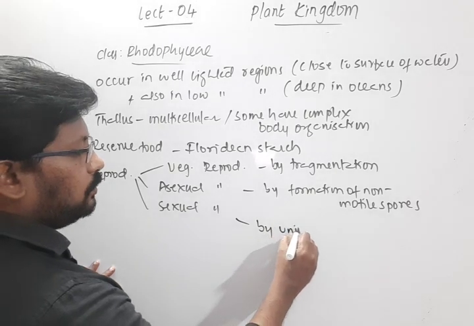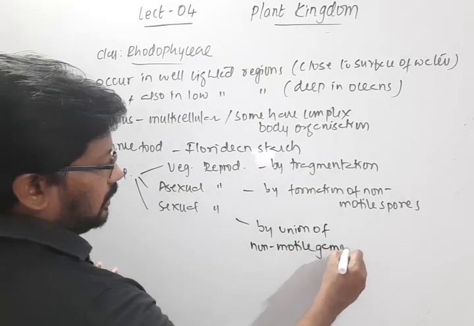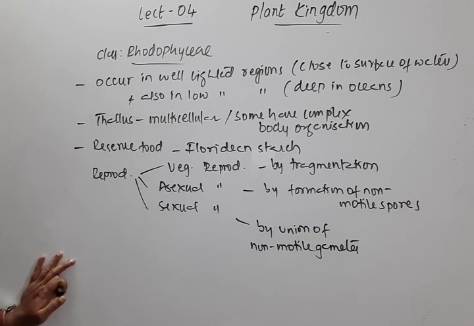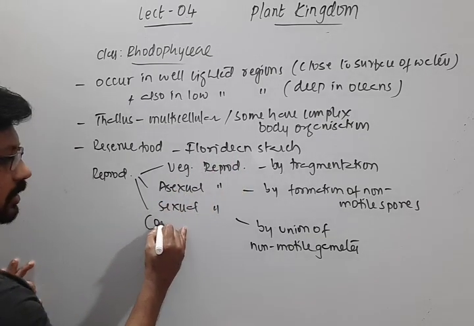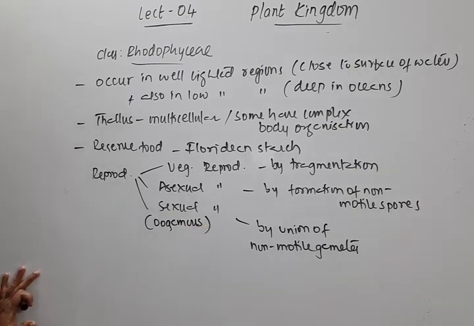by union of non-motile gametes. So of course in this case the sexual reproduction is oogamous type of sexual reproduction. And once the fertilization is completed, the zygote will develop into embryo, and all those complex post fertilization events will take place.